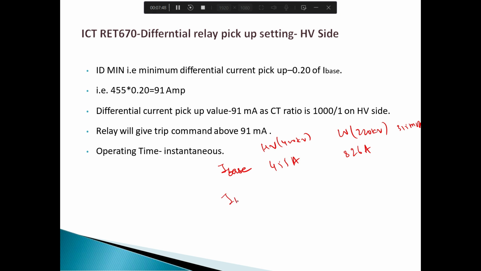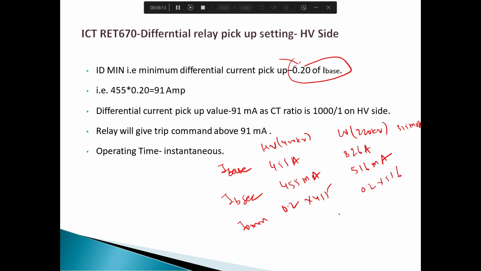Now for secondary, this I base secondary will be 455 divided by 1000, that is 455 milliampere, and this will be 826 divided by 1600, that is 516 milliampere. So this is my I base. And what is my minimum differential current pickup, ID minimum? This is 0.2. So ID minimum will be 0.2 into 455, and for this side 0.2 into 516. So it will be 91 milliampere and 103 milliampere respectively for HV and LV side.